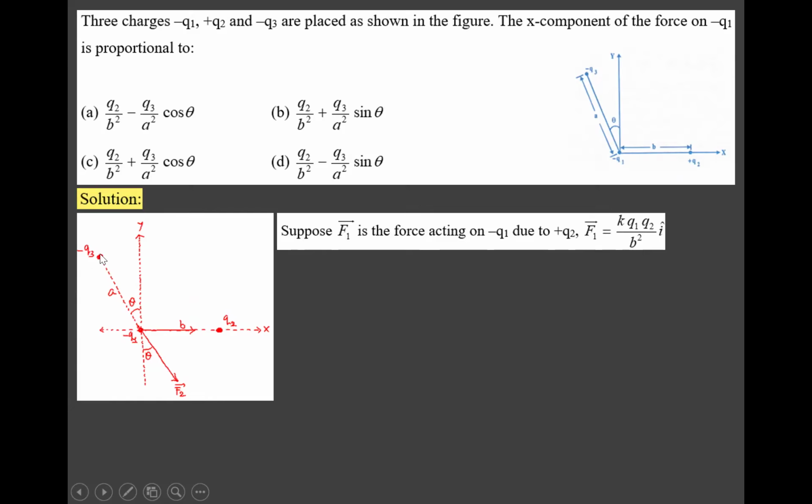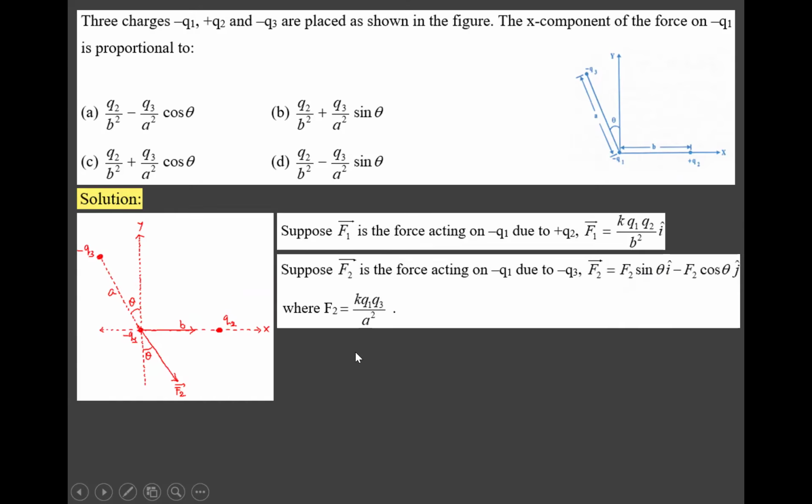Now Q3, that is negative. So negative will exert the repulsive force on minus Q1. Suppose that force is F2, that is in the direction as shown in the figure, which is also making an angle theta with negative y-axis. So here, if we take components of this force F2 in x direction, then that is F2 sine theta i caret. And in y direction, that will be negative y, so minus F2 cos theta j caret.